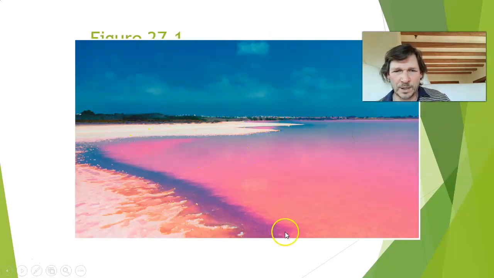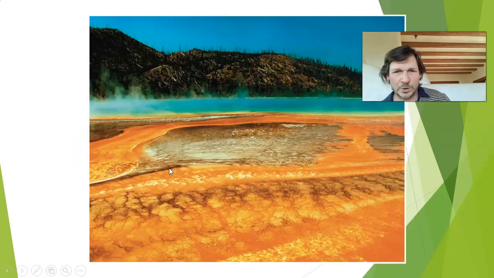Here's hot springs around, I think this was Yellowstone, looking off towards, anyway, so this is the one that's in the textbook. The other ones are different colors, you can see.